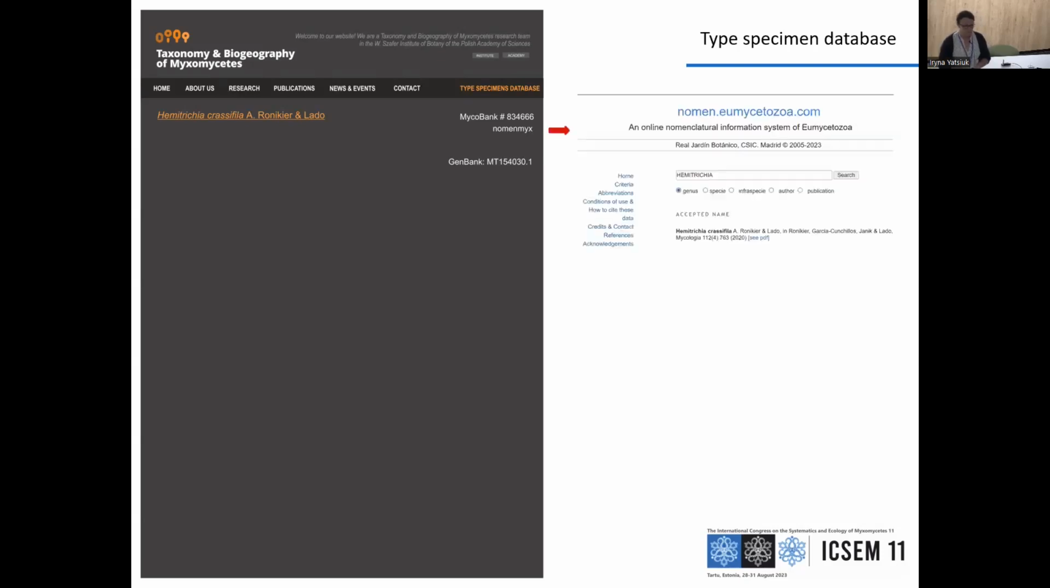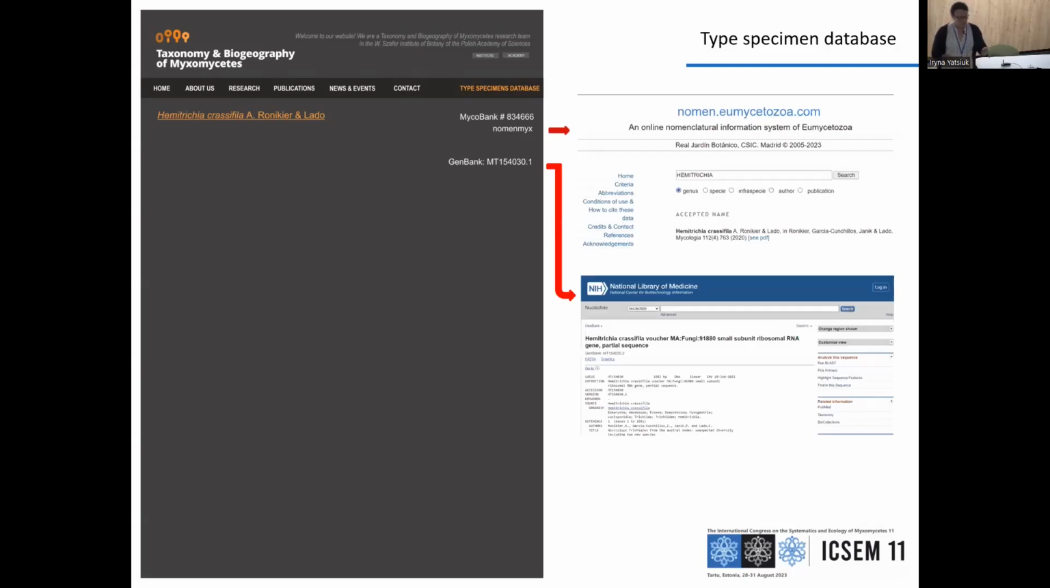And just for the very end, I would like to show you the idea of our team to create a type specimen database that we would like to place on the new webpage of our team, which is under construction now. And here is the example of one of the species. We would like to link it to the Nomen Myxomycetozoa database, and also with the sequences of the type specimens taken directly from GenBank.